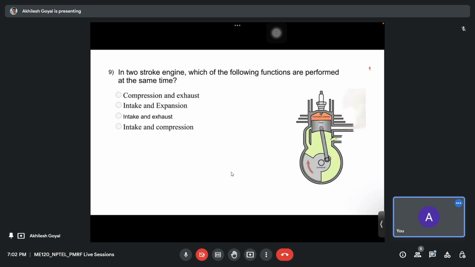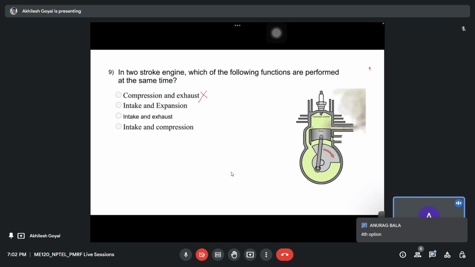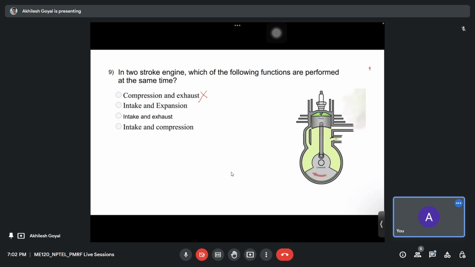So here is a picture of the two-stroke engine. If we see the options, compression and exhaust, no. Compression and exhaust cannot take place at the same time. This option is wrong. Intake and expansion, this is also wrong. Intake and expansion also cannot take place at the same time. And the next is intake and exhaust, and intake and compression.